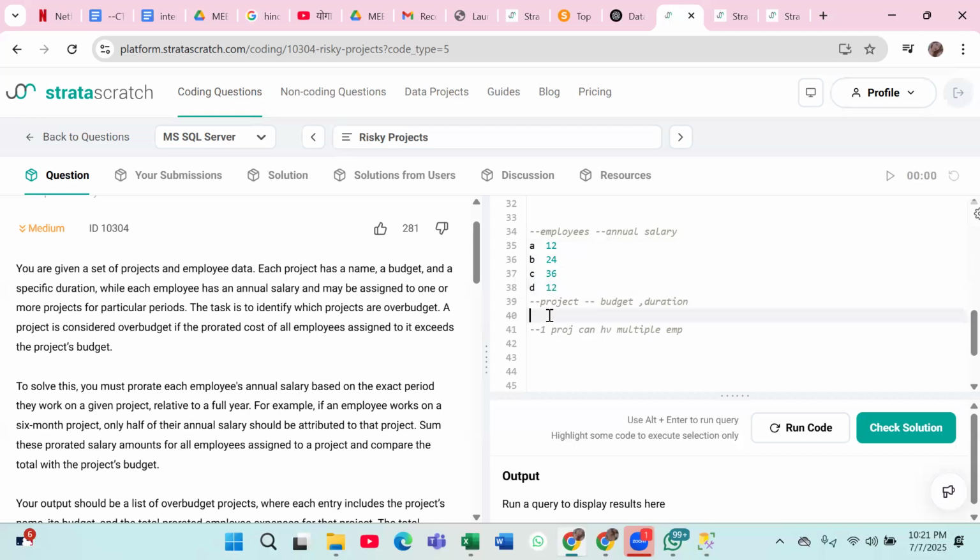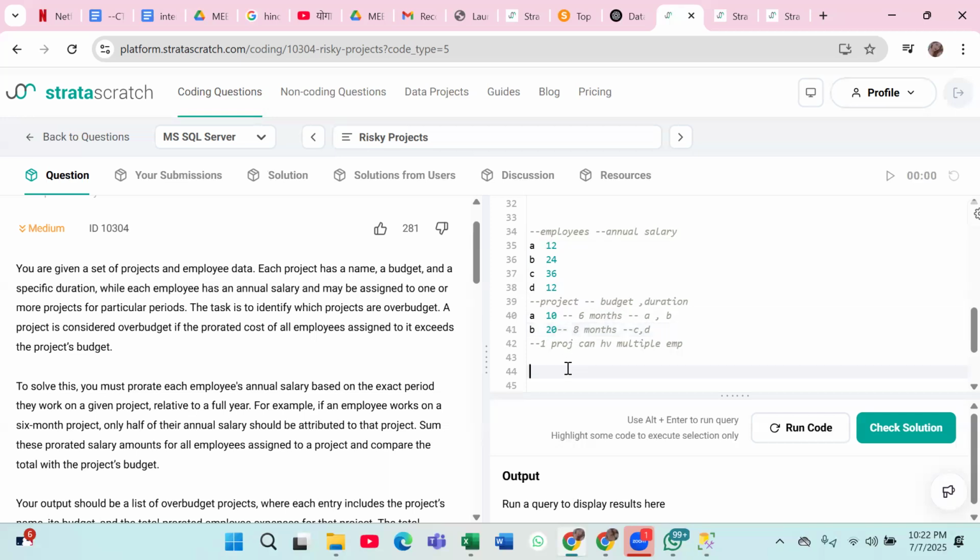And then we have some projects also. Let's say A and B. A's budget is, I'm considering, 10. B's budget is 20. Duration of A is 6 months, and employees A and B are working on that. Similarly, duration of B, you can have the duration in days also, right now I'm just giving you an example, it's 8 months. And C and D are working on that.